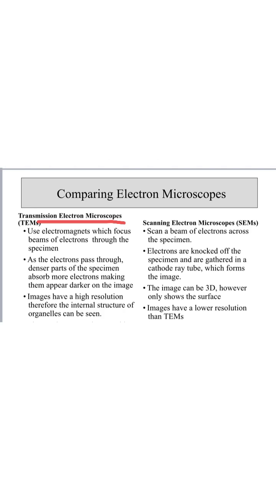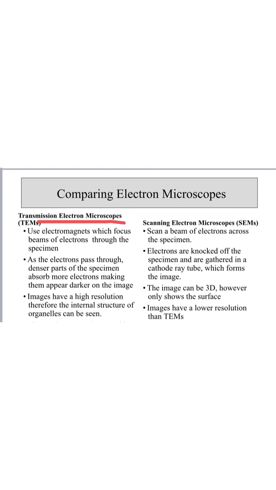the parts of the specimen, so certain organelles, will absorb more electrons, which will make them appear darker on the image. Now, an advantage of being able to focus these electrons through the image is you will have a very high resolution, and you'll be able to see organelles in a lot of detail. That includes their internal structures as well, so you'll be able to see the internal structures of things like chloroplasts and also mitochondria as well.